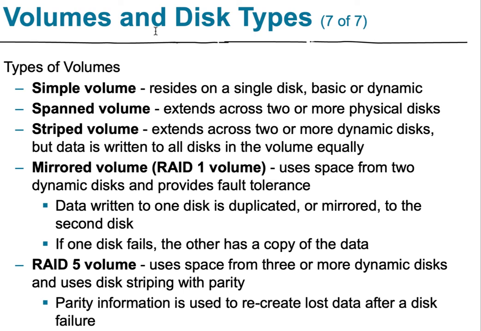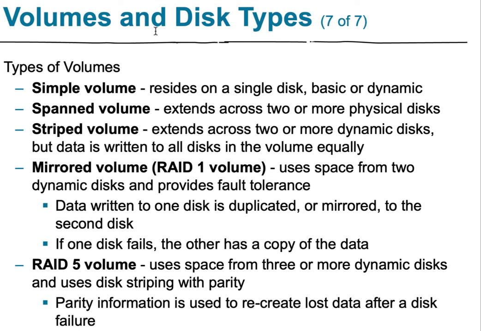Spanned volume. A spanned volume extends across two or more physical disks. For example, a simple volume that has been extended to a second disk is a spanned volume. When the first disk has filled up, subsequent disks are used to store data. Spanned volumes don't offer fault tolerance. If any disk fails, data on all disks is lost. There is also no performance advantage in using spanned volumes.